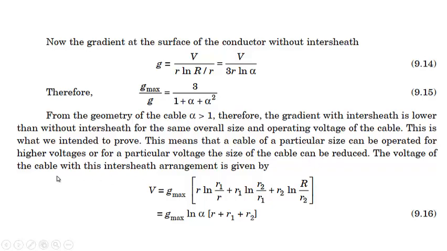reduced. So the voltage of the cable with this intersheath arrangement is given by: V = G max R ln(R1/R) + R1 ln(R2/R1) + R2 ln(R/R2). This is the total voltage, and it comes out to be G max ln of alpha R1 plus R2 plus R. So this is the total voltage, and the gradient for this case will be less as compared to without intersheaths.